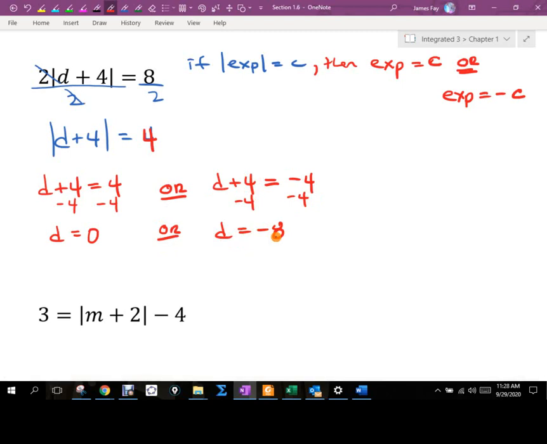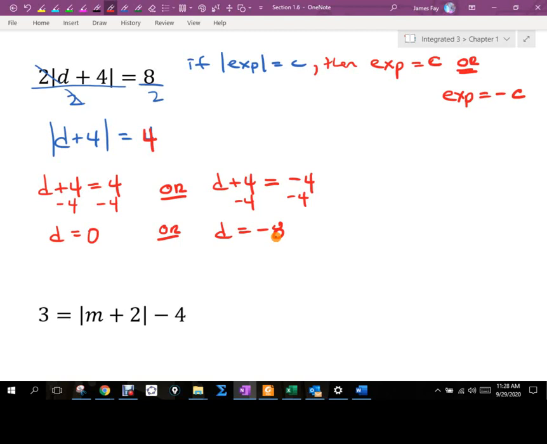Okay? And think about what these two solutions do. If I plug them back into the original problem, plug 0 back in. What's 0 plus 4? 4. What's the absolute value of 4? 4, again, right? Times 2 then is 8. So it works, right? If I plug negative 8 in, what's negative 8 plus 4? Negative 4. What's the absolute value of negative 4? 4 times 2 again. Does it come back and give me 8? And those are the only 2 numbers out of the entire number system that will do that. Is that okay with everybody?